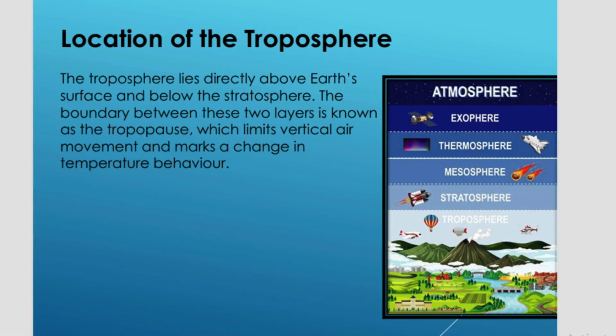What is the location of the troposphere? Basically, the troposphere lies directly above the Earth's surface and below the stratosphere. The boundary between these two layers is known as the tropopause, which limits the vertical air movement and marks a change in temperature behavior.